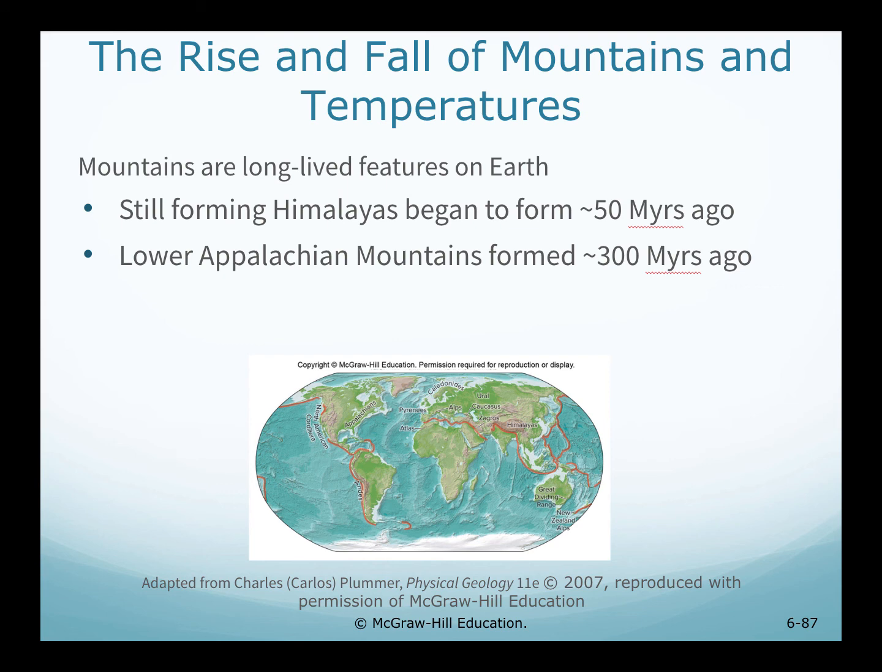Mountains are very long-lived features on Earth. The still-forming Himalayas, that's right, still forming, Mount Everest is growing every year. I'll give you that it's growing only centimeters, but it is growing. The Himalayas began to form about 50 million years ago, and the lower Appalachian Mountains formed about 300 million years ago.